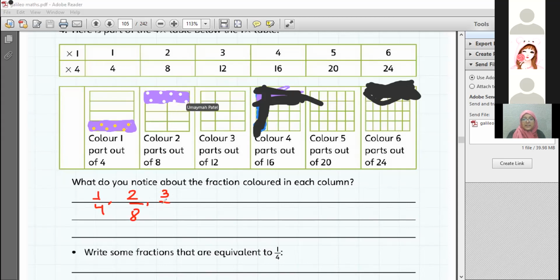Okay, stop it. I'm writing the fractions for you people. I'm writing the fractions for each. 4 by 16, then 5 by 20, 6 by 24. And then.